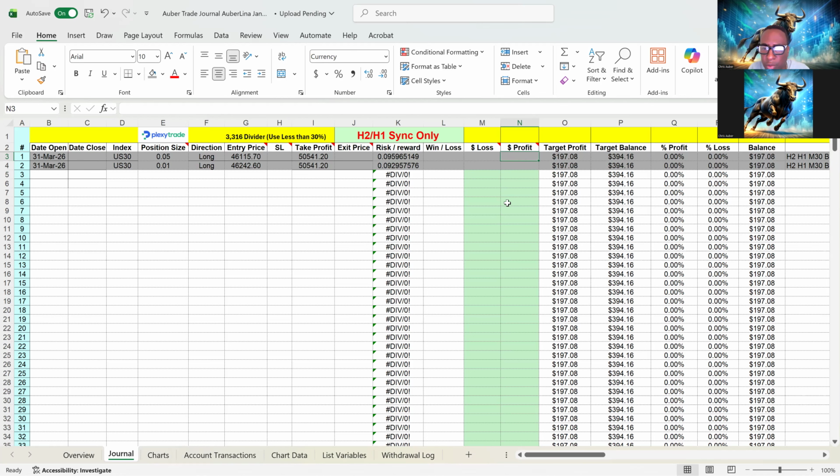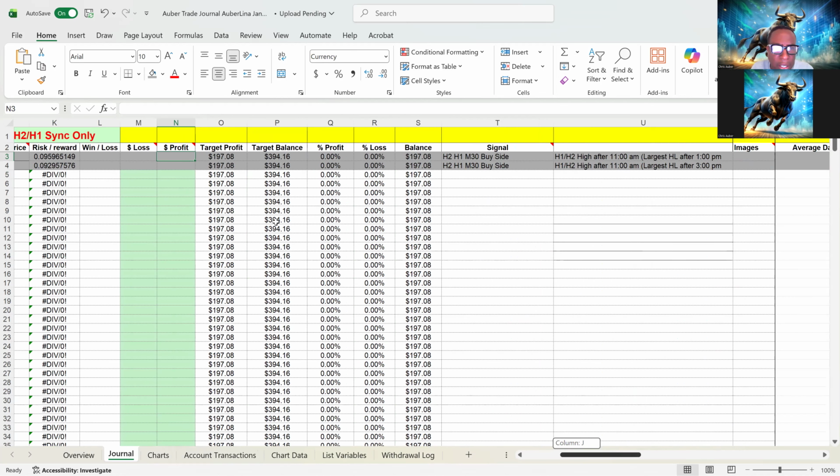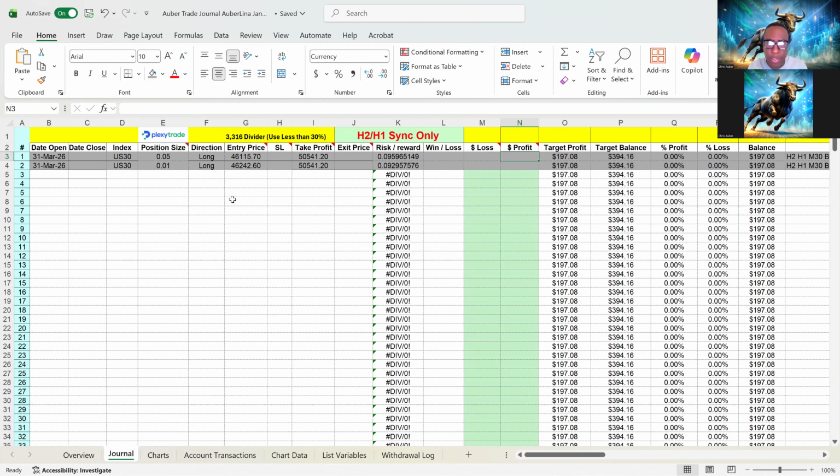And then over here, I have my signals that I look for. I have H1, H2, M30 buy side. As I said, I'm not going to be teaching anything. I'm just showing you what I'm doing. And then I put my reason for entering the trade, stuff like that. Right. So that's pretty much what I do for my journaling chart.